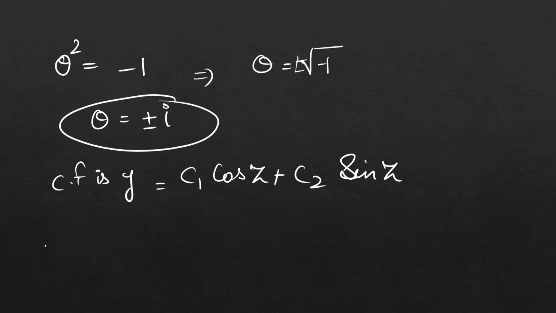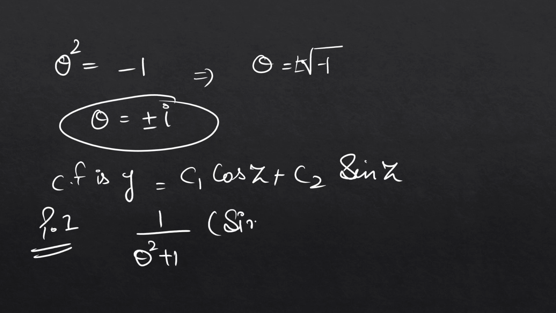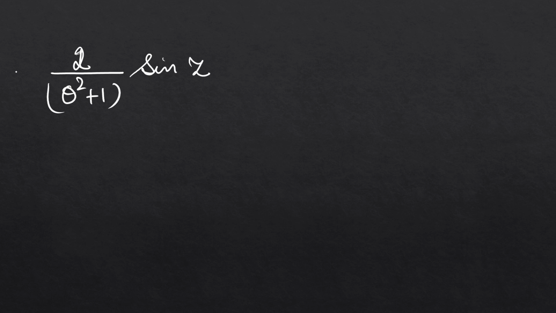Now we have to find the particular integral. To find the particular integral, again we will write the inverse operator. So what is the inverse operator? That is 1 by (theta squared plus 1) operated on 2 sine z. Now if we operate here, 2 is a constant, so the operator is only for sine z.